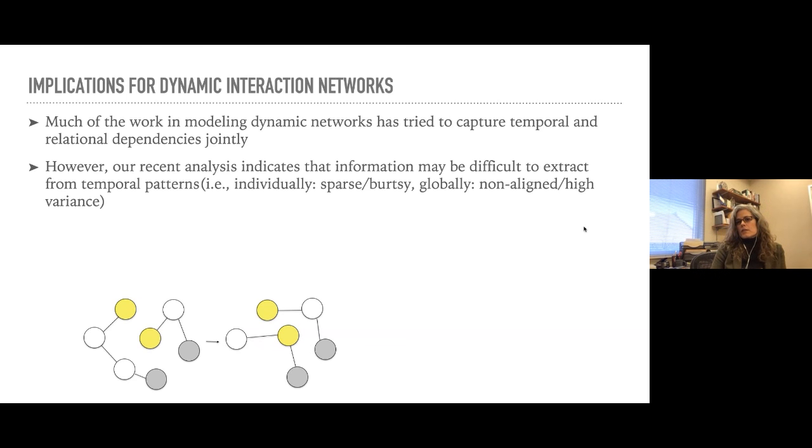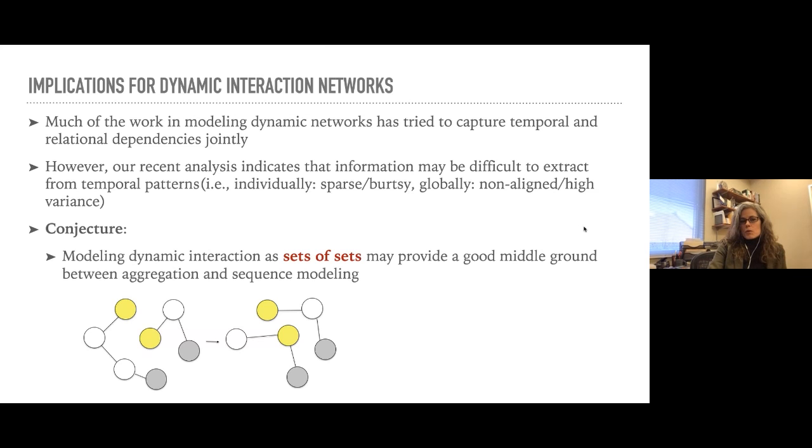What we found in many cases as we were modeling dynamic networks, particularly interactions based on emails or documents or messages, is that it was really difficult to extract relational information from the temporal patterns, because individually the data looks very sparse and bursty, and globally it's hard to align the data, and there's a lot of variance amongst the graph structure and the different time steps.